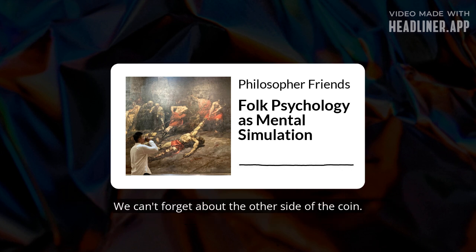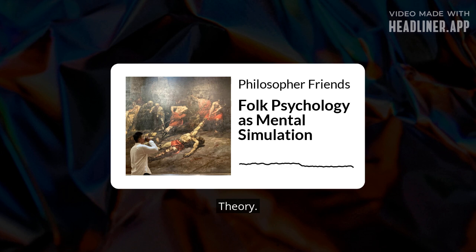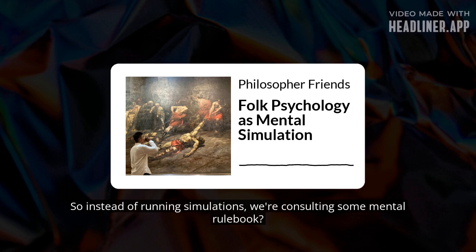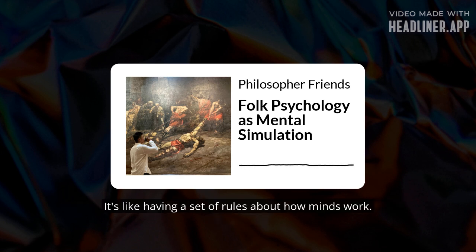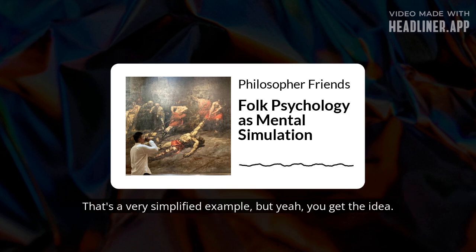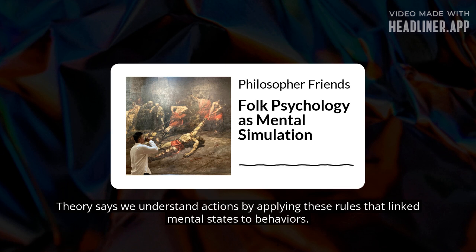We can't forget about the other side of the coin. What was it called? Theory theory. Theory theory, yeah. What's the deal with that one? Well, unlike simulation theory, which is all about the process of simulation, theory theory says we rely on this internal folk psychology. So instead of running simulations, we're consulting some mental rule book. In a way, yes. It's like having a set of rules about how minds work. So if someone's frowning and has their arms crossed, they must be angry. That kind of thing. That's a very simplified example, but yeah, you get the idea. Theory theory says we understand actions by applying these rules that link mental states to behaviors.